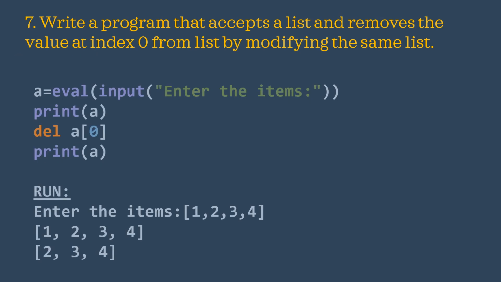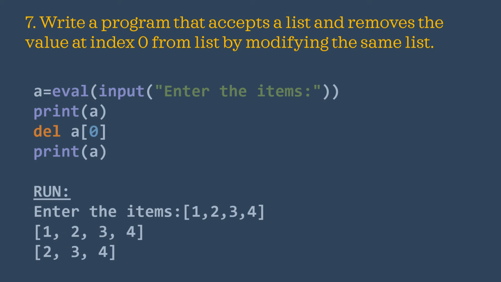Now the next program is to write a program that accepts a list and removes the value at index number 0 from the list by modifying the same list. You can see a is equal to eval input, enter the items. Now print a. Now delete a of 0. That means the element which is present at index number 0 will be deleted. Now try to print a and see the output.